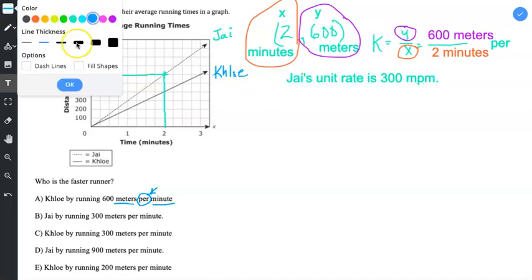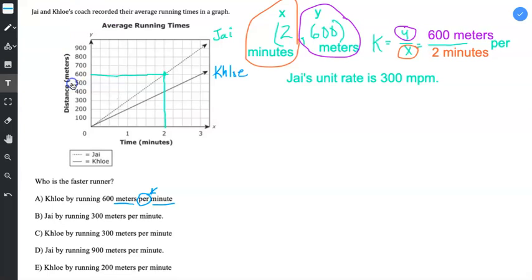All right, we're ready to look at Khloe's unit rate. So I'll change over to the color I chose for Khloe. And I'm going to choose a point for Khloe. I'll follow along, and I see that the first point that looks pretty nice to use, I like this point right here. The grid lines cross right here so that this point lines up perfectly with the 1 on the x-axis and the 200 on the y-axis.